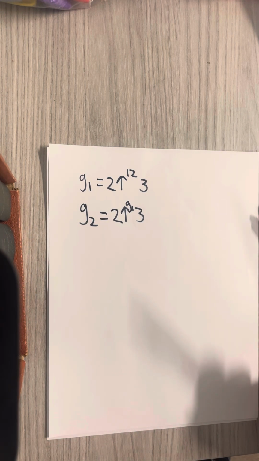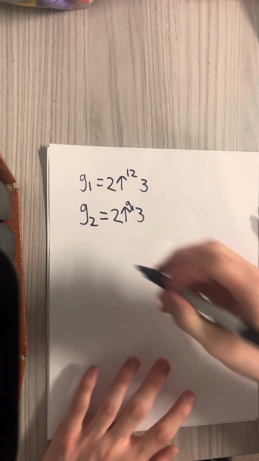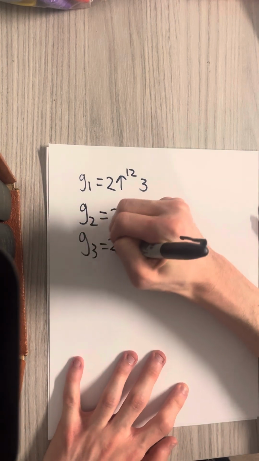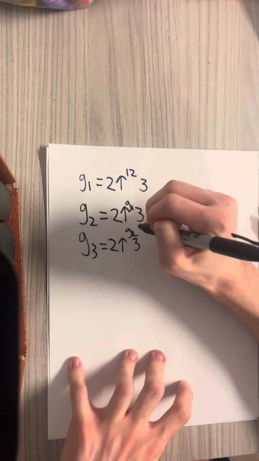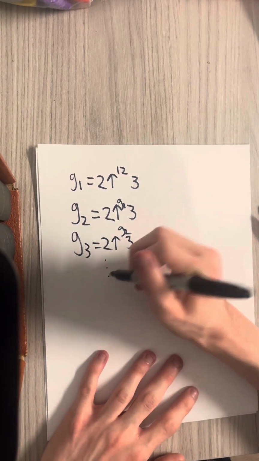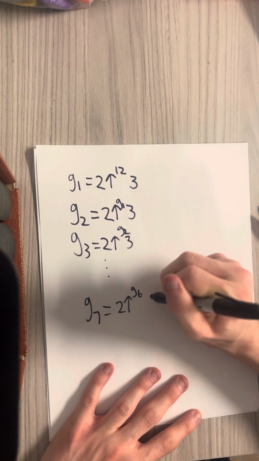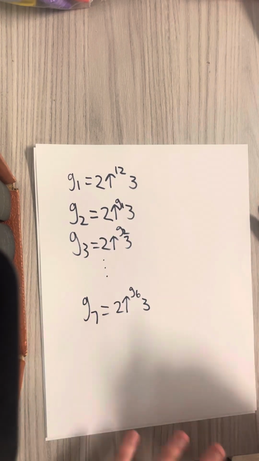But now the number of arrows itself is this ridiculous number, so we have no hope of actually visualizing it ever. Then G3 is a 2 and a 3 with G2 arrows, and so on. You keep doing this. G4 has G3 arrows, and so on. And Graham's number is G7 with G6 arrows between the 2 and the 3.